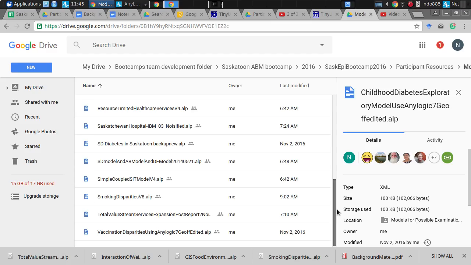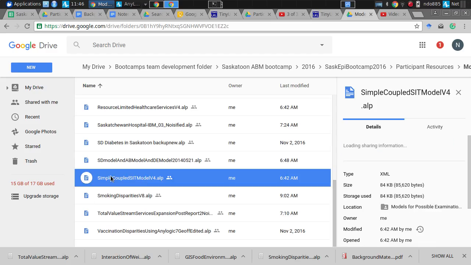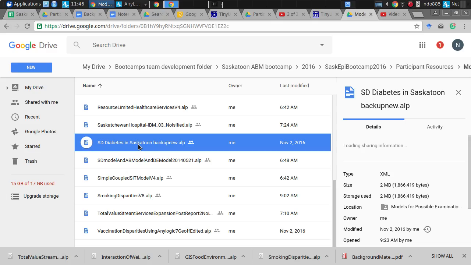But there's also a coupled SIT model. This is a model where the time taken to secure treatment depends on how many people are waiting for treatment, and there's a spread of infectious disease which can be worsened by longer time to treatment. It's treatment-mediated disease. One I will open now, and I'd ask you to download, is this SD Diabetes in Saskatoon.